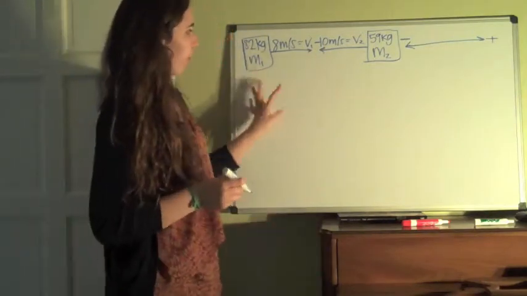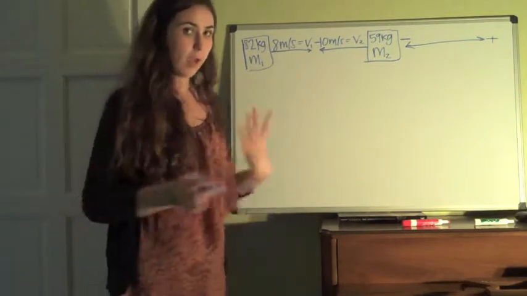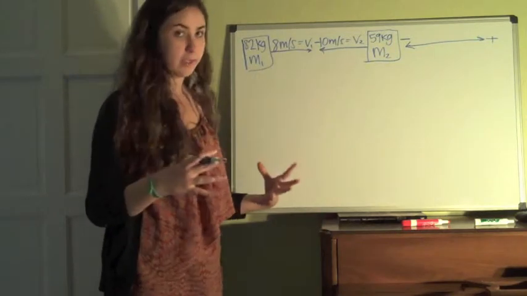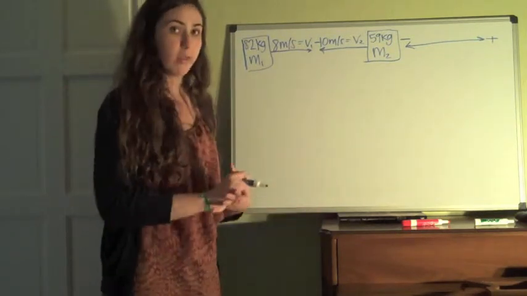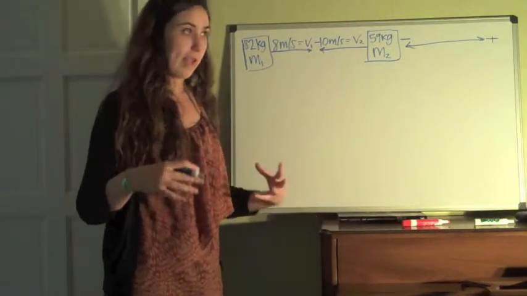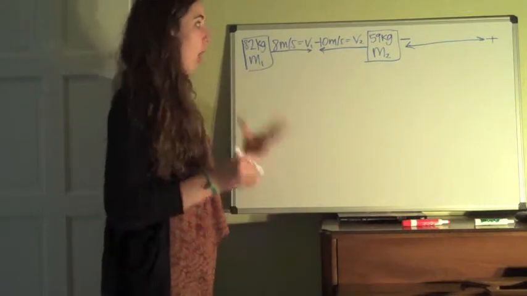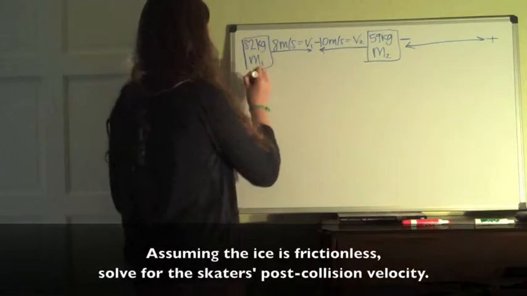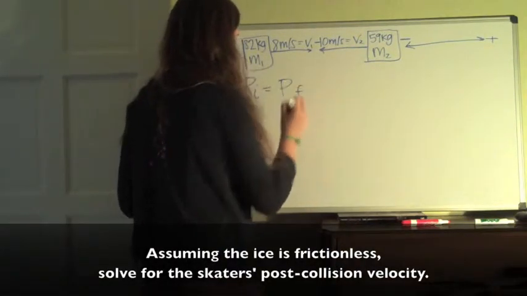So now that we have all our values and we can visualize what's going on, we can start solving the problem. Like I said, all we need to do is a simple momentum comparison. If there were external factors or forces working on the system, then we would need to factor in some other things. But since they're on ice, which we're considering to be frictionless, all we need is the initial momentum and the final momentum. So we'll start by saying their initial momentum is equal to their final momentum, and then we can expand upon this.